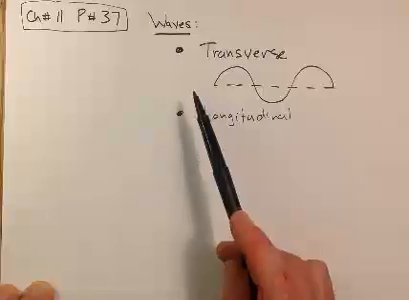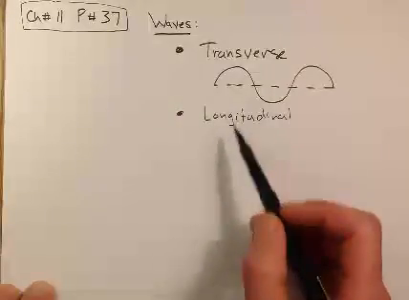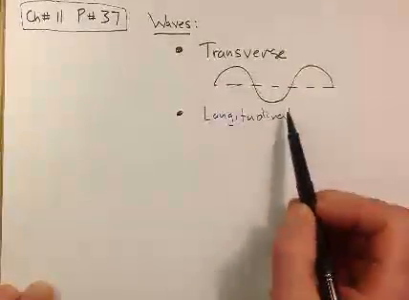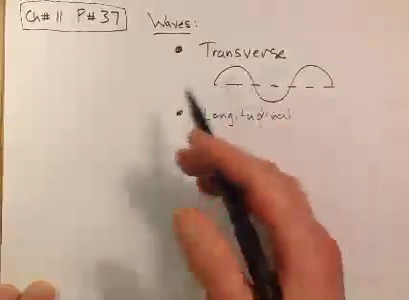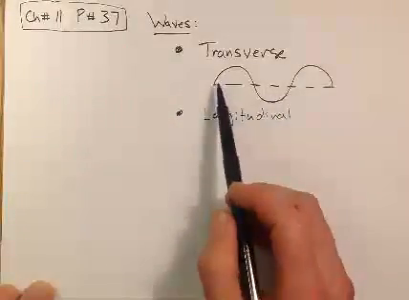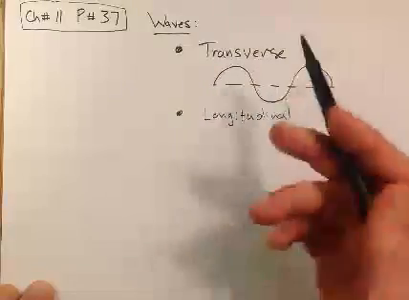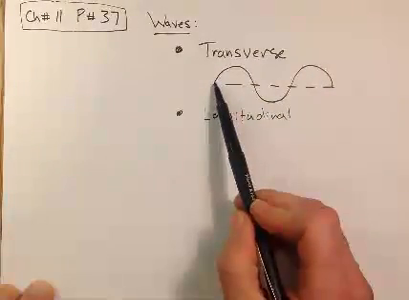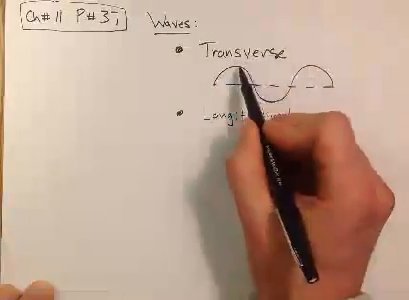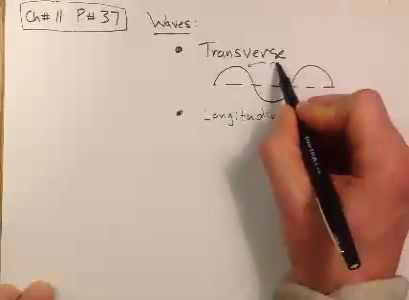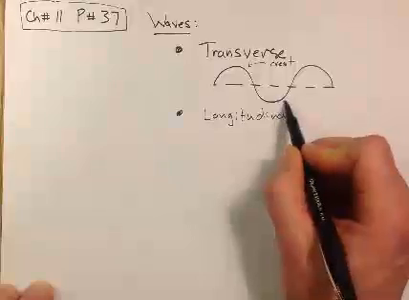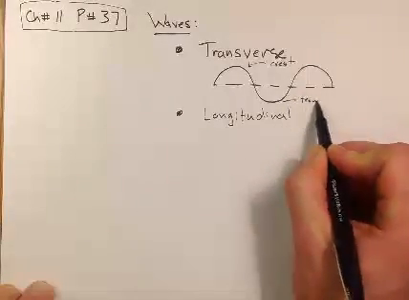All right, there are two types of waves out there. We have transverse waves and longitudinal waves. A transverse wave is like a water wave. It's kind of what I think of when I think of waves. You have a couple of parts to it. The top of a wave we call the crest. The bottom of the wave we call a trough.